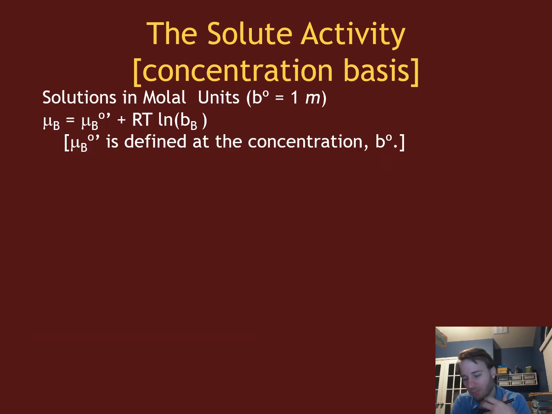Now, often we don't use mole fraction, we might use the molality. And so in this case, we'll often instead use this as the chemical potential of the solute, where now we use the molality of B here, where we have this reference chemical potential, if you will, mu B naught prime, defined for a concentration of 1 molal.